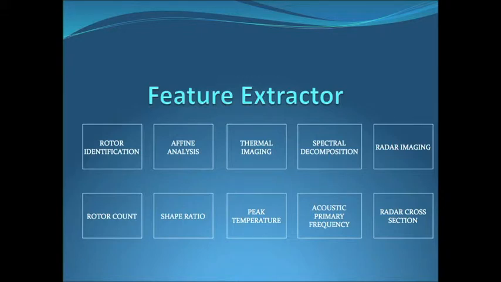The feature extractor has these 5 algorithm components: rotor identification, which gives you a rotor count; an affine or line analysis, which analyzes the basic shape features to give you a shape ratio; thermal imaging, which analyzes the heat sources in the object to give you a peak temperature; spectral decomposition of your acoustic data to give you a primary audio frequency; and radar imaging to give you a radar cross-section.